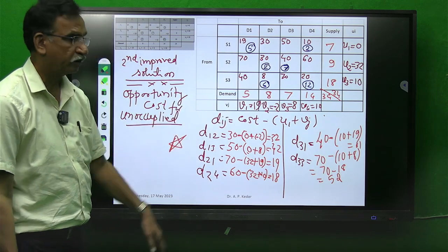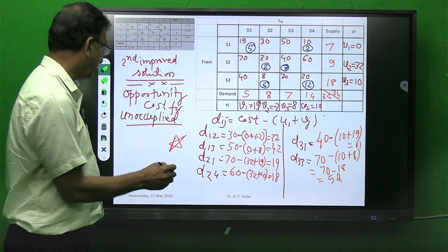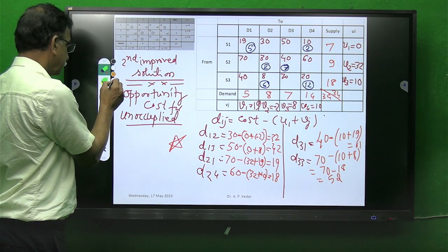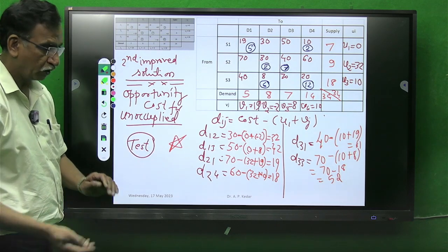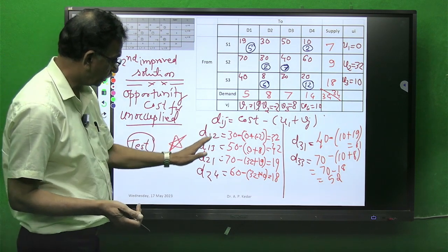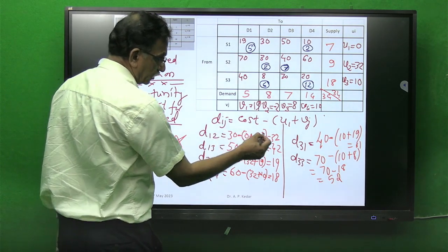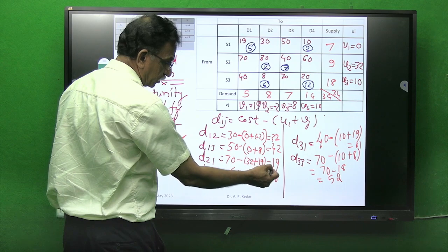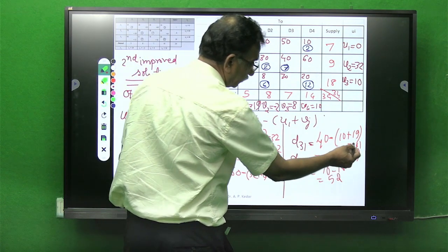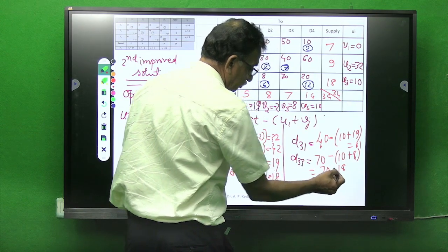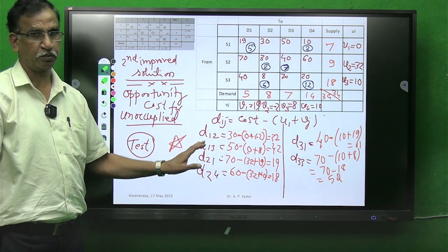So again, very detailed, I have shown you how to calculate opportunity cost. Now test. Important test. What is the test? All these values must be 0 or positive. So see, 32 is positive, 42 is positive, 19 is positive, 18 is positive, this 11 is positive, and 52 is also positive. So there is no negative value of opportunity cost.